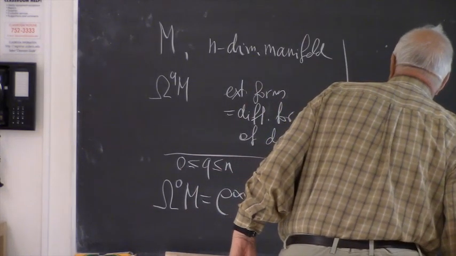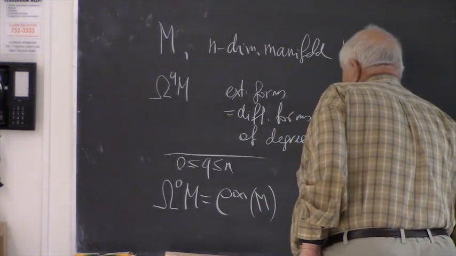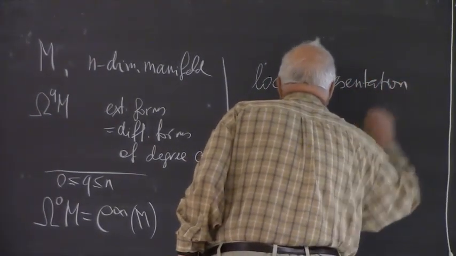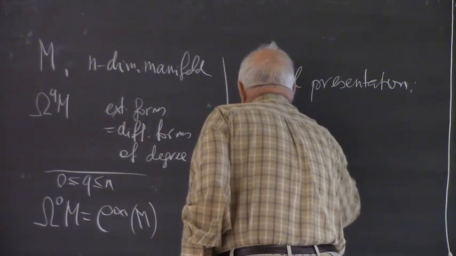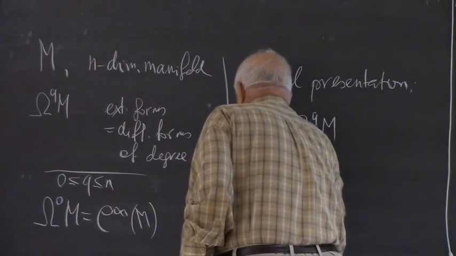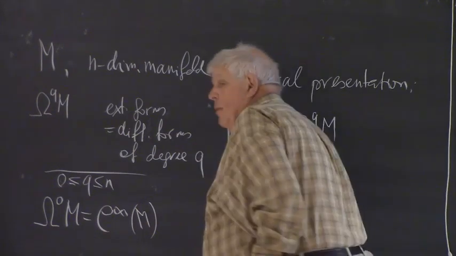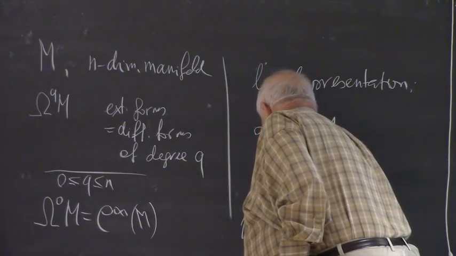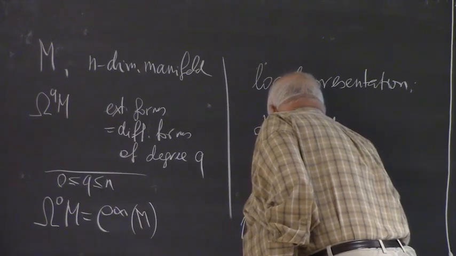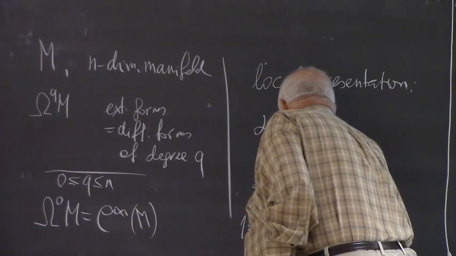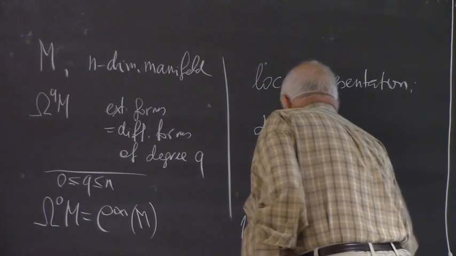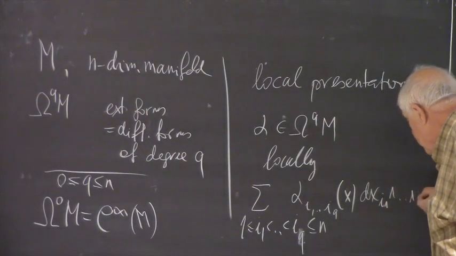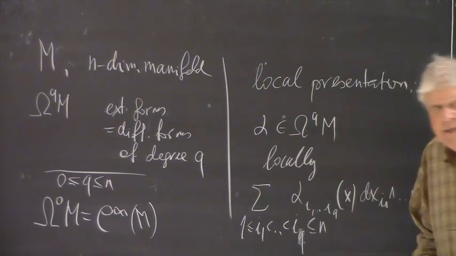And also we have a local presentation. A form alpha from Omega^q(M), locally, I mean within the domain of local coordinates, has the form of a sum of a function, which I write as a(x), meaning x1, ..., xn local coordinates on a manifold, times dx_{i1} ... dx_{iq}.